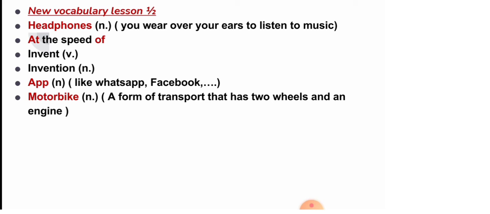Motorbike is a way of transport or a form of transport that has two wheels and an engine. Okay? It has two wheels like the bicycle. But here in the motorbike we have an engine. It has an engine. Helicopter is a kind of a plane. It's smaller than the passenger plane and with no wings.